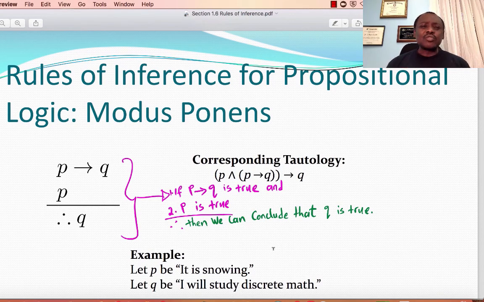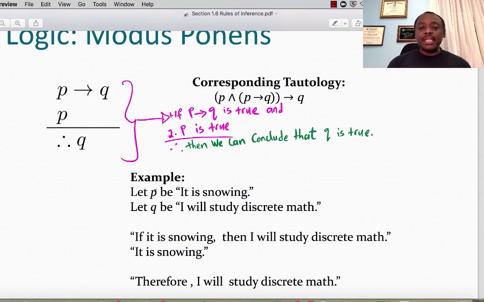I do not expect you to memorize the various names of the rules of inference, but I expect you to master the rules of inference, whether you know the names or not. The very first one is known as modus ponens. That is the most common rule of inference. The rule says if P implies Q is true and P is true, then I can conclude that Q is true. That is modus ponens. If it is sunny, I will go out and play soccer. It is sunny. What is expected of me? I have to go out and play soccer. More examples. Let P be it is snowing and Q be I will study discrete math.